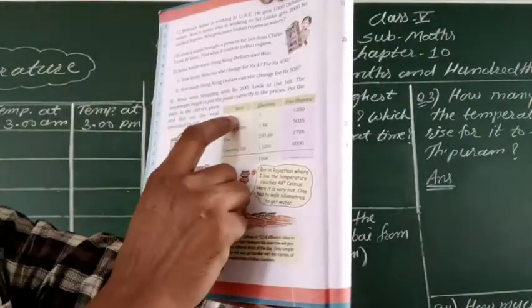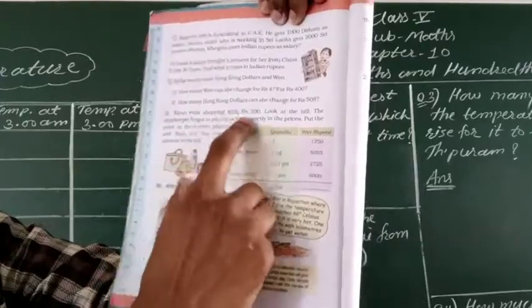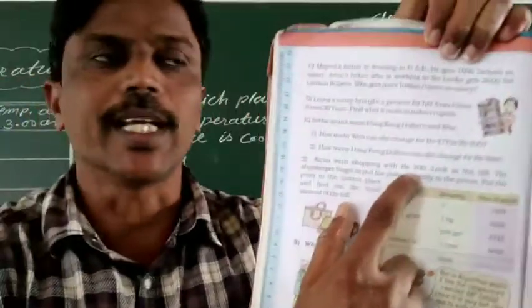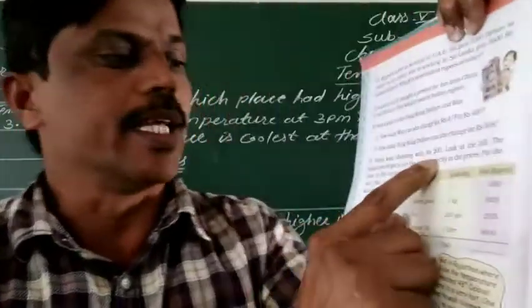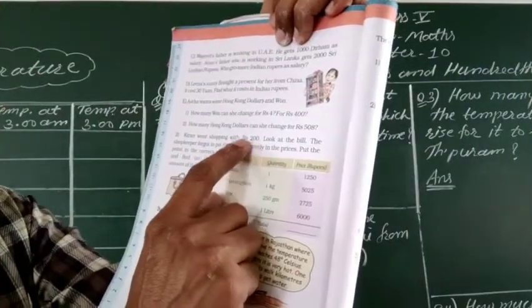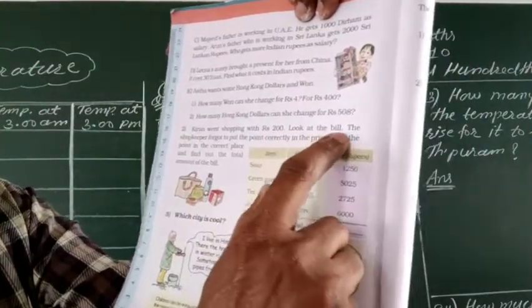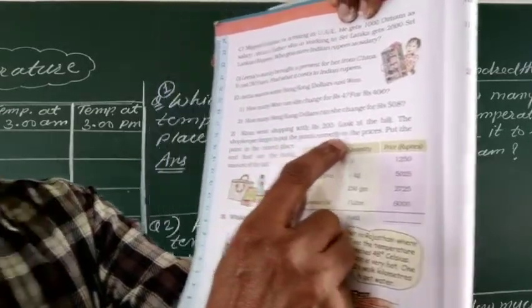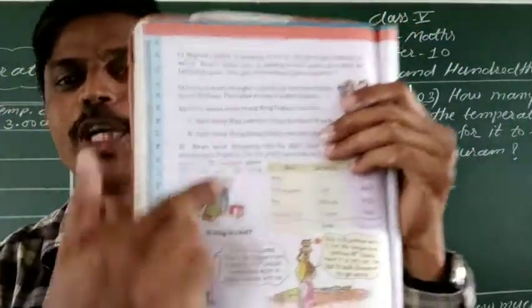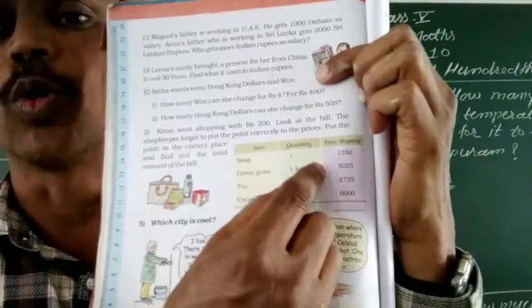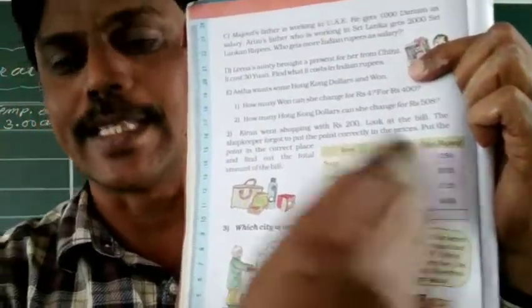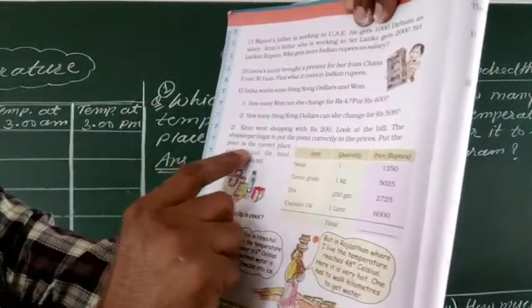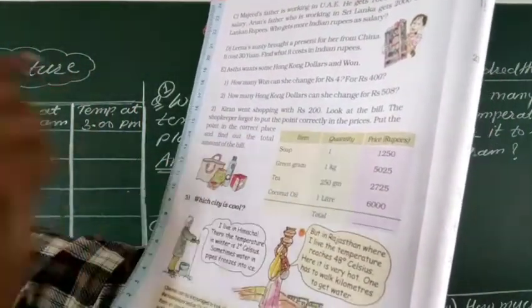Kiran went shopping with rupees 200. Look at the bill. The shopkeeper forgot to put the point correctly in the prices. Whenever the shopkeeper prepared this bill, he forgot to put the decimal point in the given prices. So put the point in the correct place and find out the total amount of the bill.